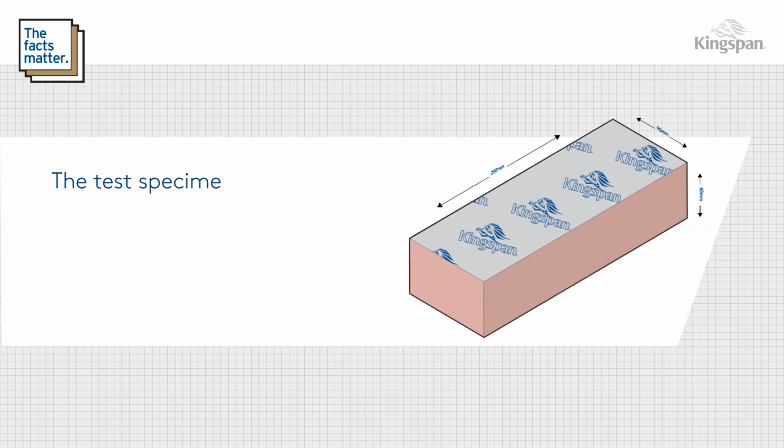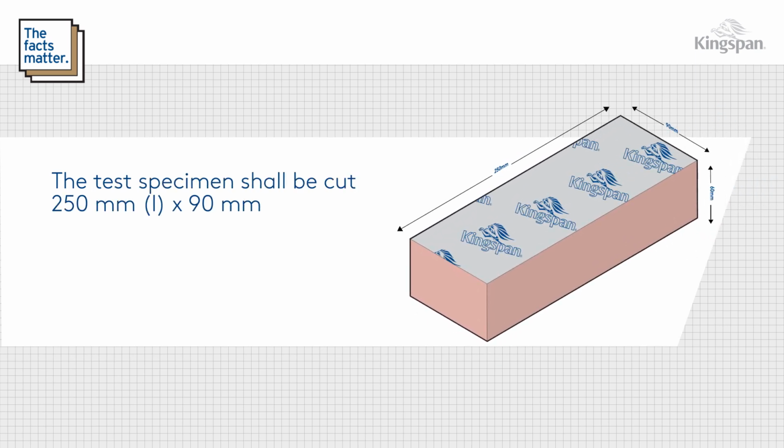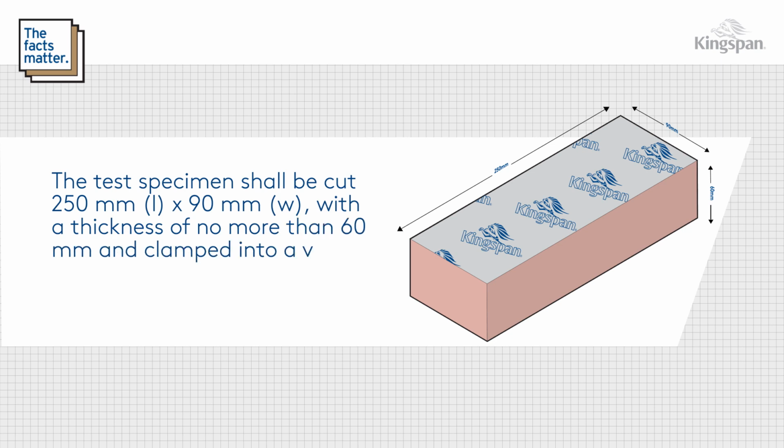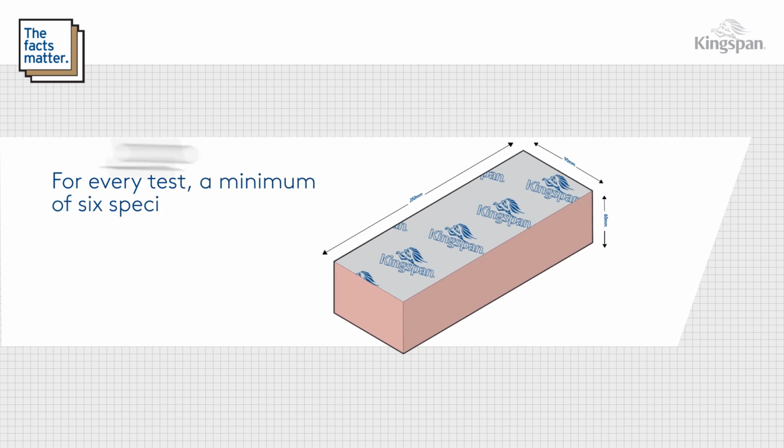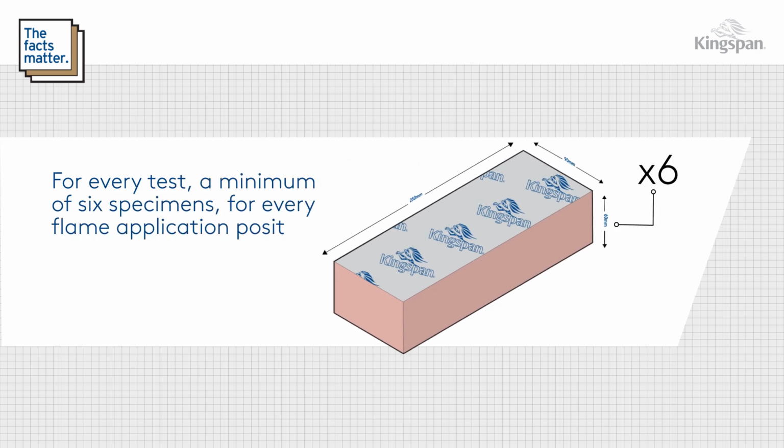The test specimen shall be cut 250mm long by 90mm wide with a thickness of no more than 60mm and clamped into a vertical U-shaped holder. For every test, a minimum of 6 specimens for every flame application position shall be tested.